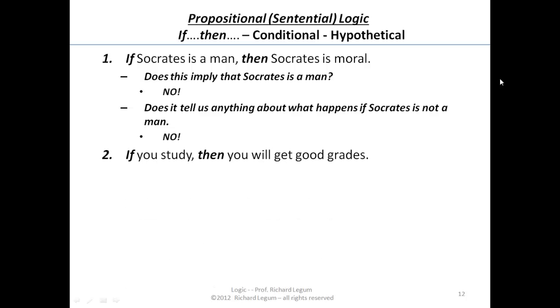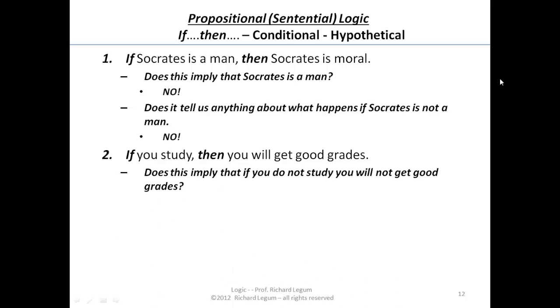Think of another one. Sometimes students get very interested in this particular conditional. If you study, then you will get good grades. It's true in my course. If you guys study, you're going to get good grades. Does that imply that if you don't study, you will not get good grades? Well, what happens if you bribe your professors? You bribe me. You can get a good grade that way without studying.